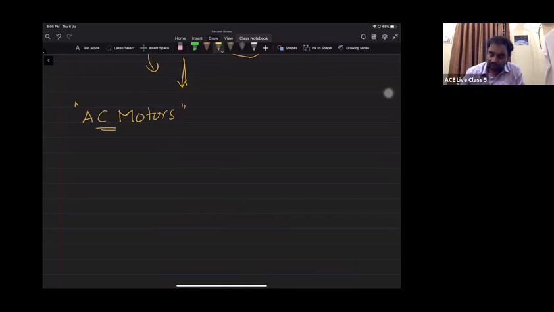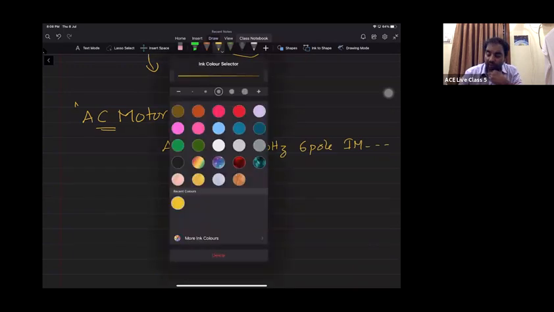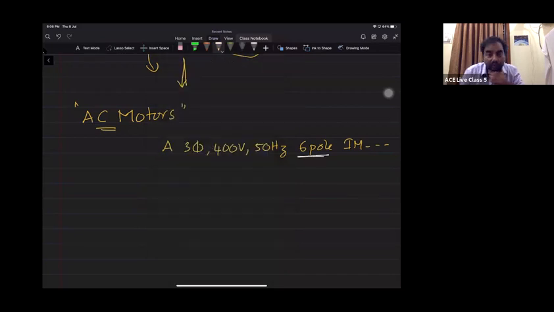I'll ask one question. The question is: a three-phase, 400 volts, 50 hertz, 6-pole induction motor, and so on. I'm considering the poles here. How many poles are given here? 6 poles. So what do you mean by that 6 poles?